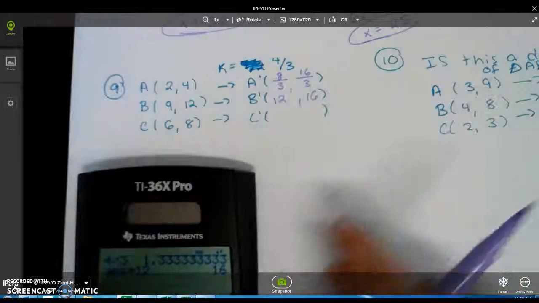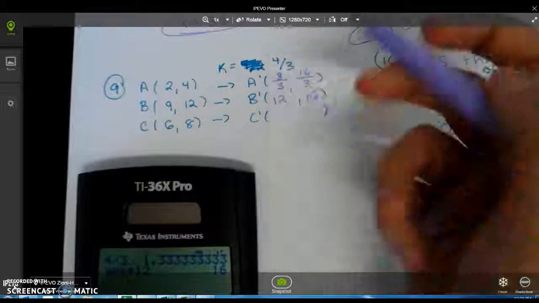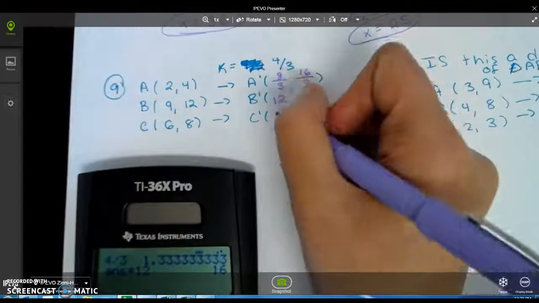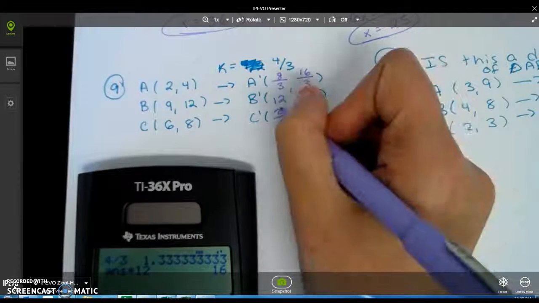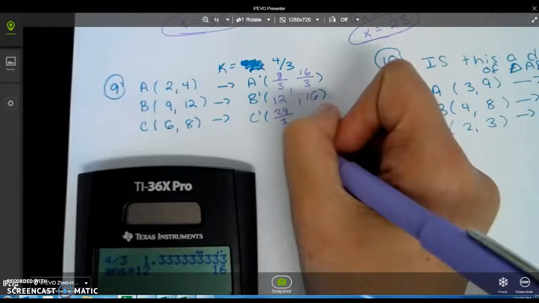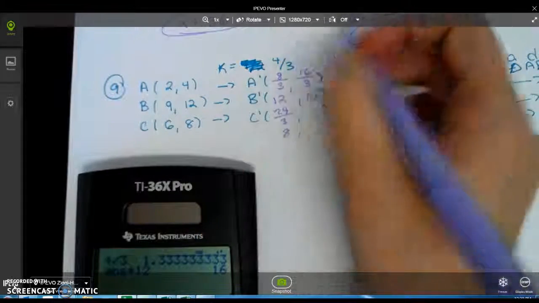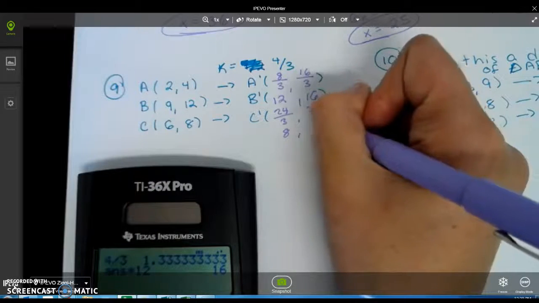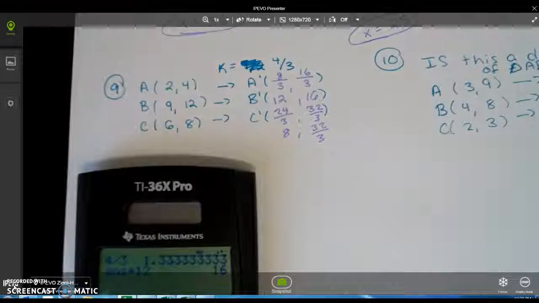So 6 and 8, let's do it with the fraction. 6 times 4 is 24 over 3. 24 divided by 3 is 8. 8 times 4 is 32 over 3. That doesn't reduce, so I can leave it the same. Like I said, you can put it in the calculator and multiply it, but I highly recommend doing the fraction method.